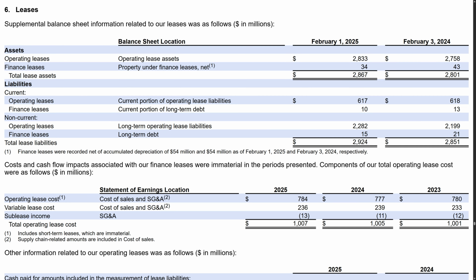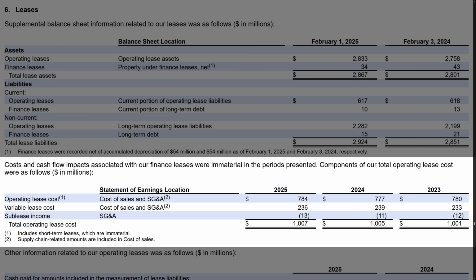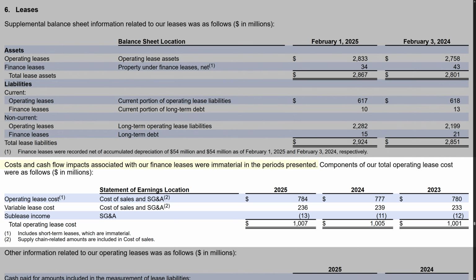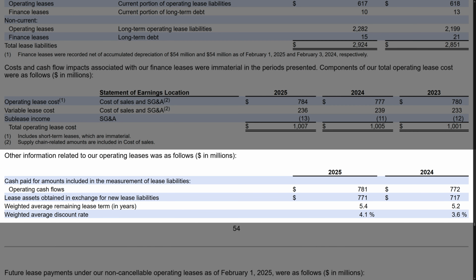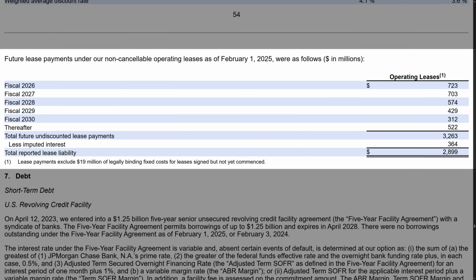They begin by breaking out their balance sheet values, then disclose their lease costs, noting that the costs associated with their finance leases are immaterial. They then present supplemental information, including the weighted average remaining lease term and the weighted average discount rate for their operating leases. Again, finance leases are immaterial. And finally, they present the required maturity analysis.